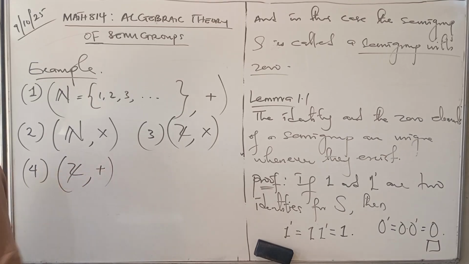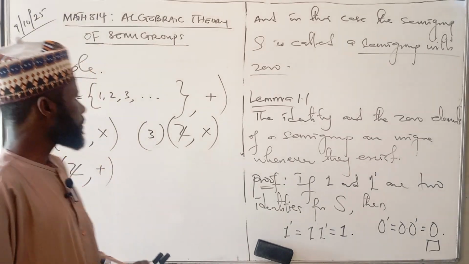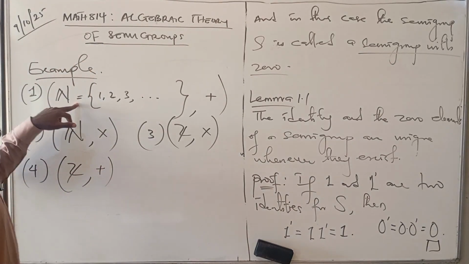Integers with addition is a semigroup. Do you get it? Okay. Well, this semigroup.